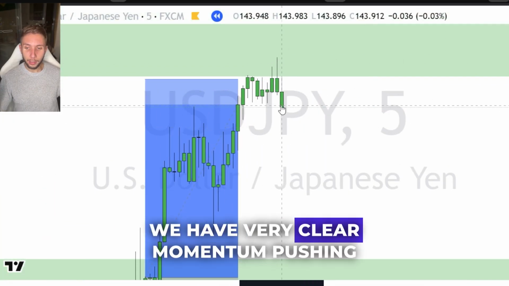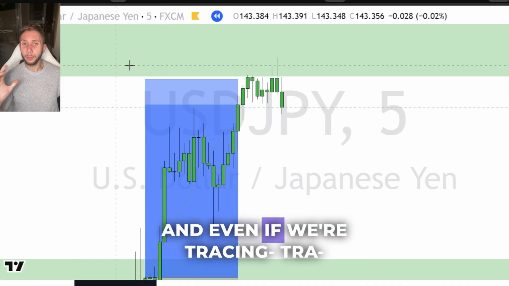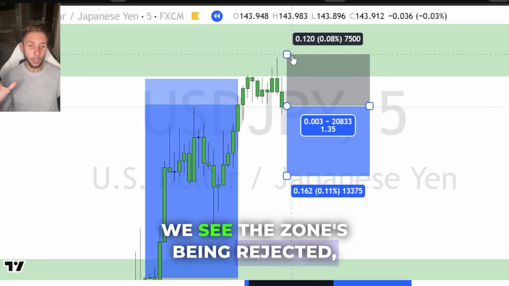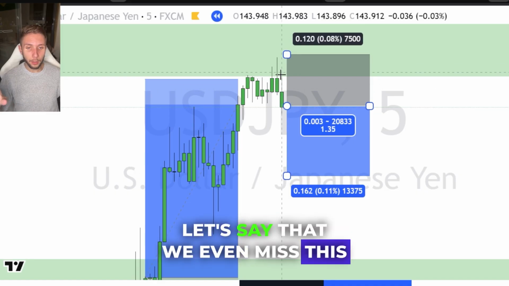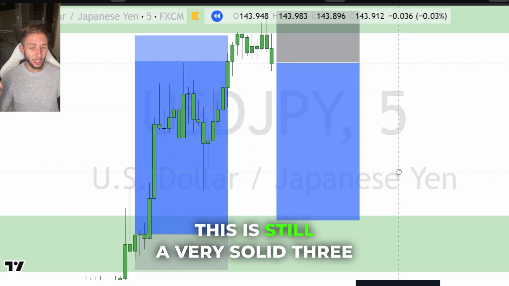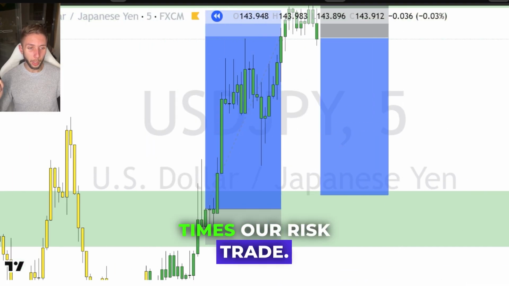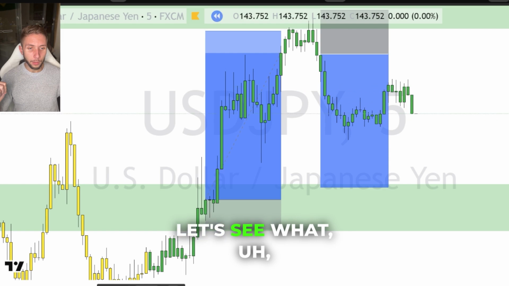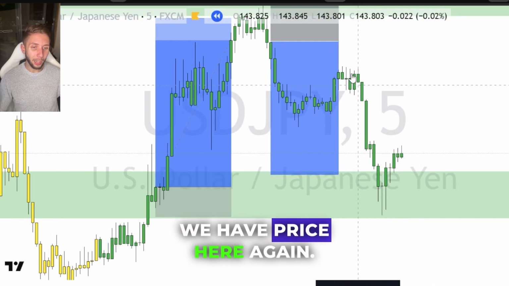But not only that, once we get to the next zone, we get very clear rejection. We have very clear momentum pushing from that zone. And even if we're trading like a monkey, we see the zones being rejected and we'll enter. Let's say that we even missed this initial reaction here, which is at this candle that we have here. This is still a very solid 3 times our risk trade. And we'll just wait for price to go through. Let's see what will happen. And there we go. We have price here again.